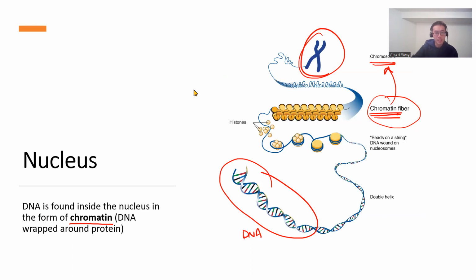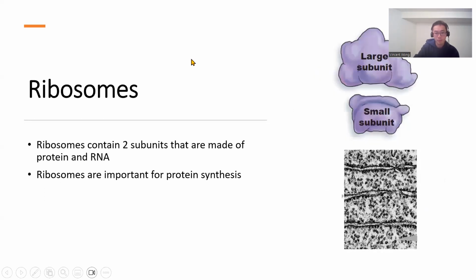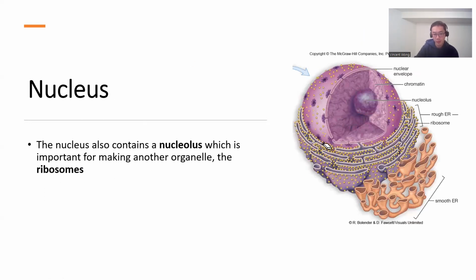Okay, so moving on. We talked about the chromatin already, right? And now this talks about the nucleolus, the thing that's inside the nucleus. And that is important for making the ribosomes. Okay, it's important for making the ribosomes. The yellow dots, right? The yellow dots in the diagram.